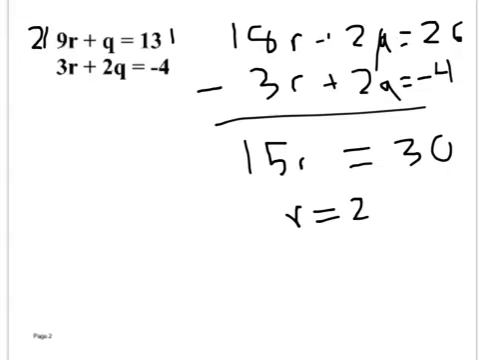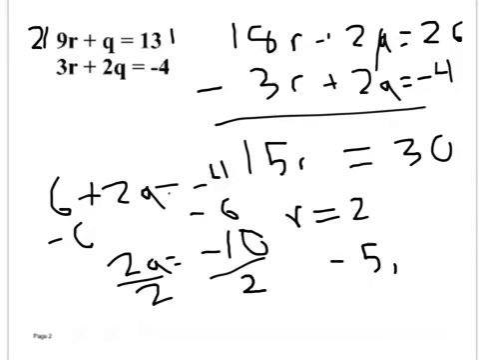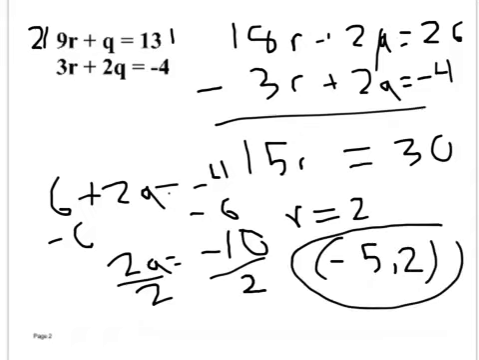So what we do is plug that back into one of these. I'm going to plug it into the bottom one. 3 times 2 is 6, plus 2q equals -4. Subtract 6. 2q equals -10. q is -5, because -10 divided by 2 is -5. So the solution is (2, -5). Now we're going to do Shang's way.